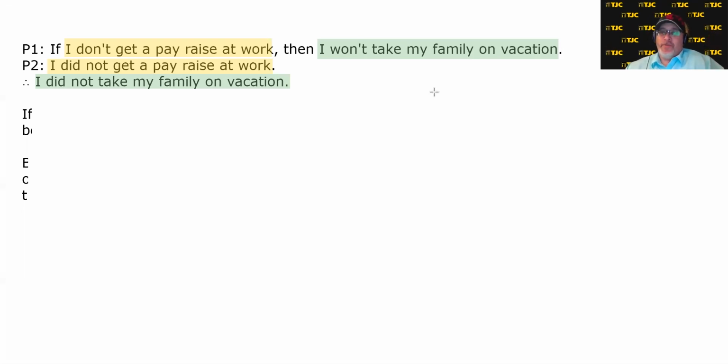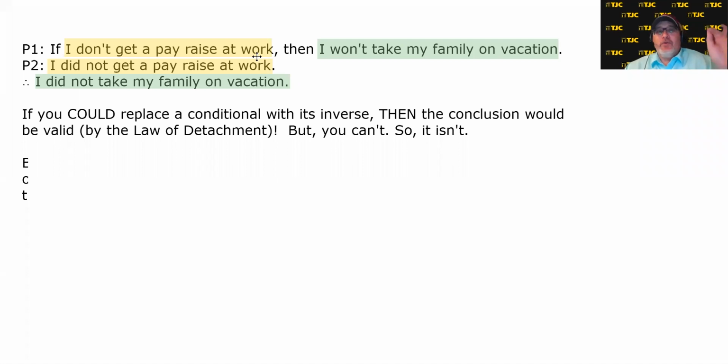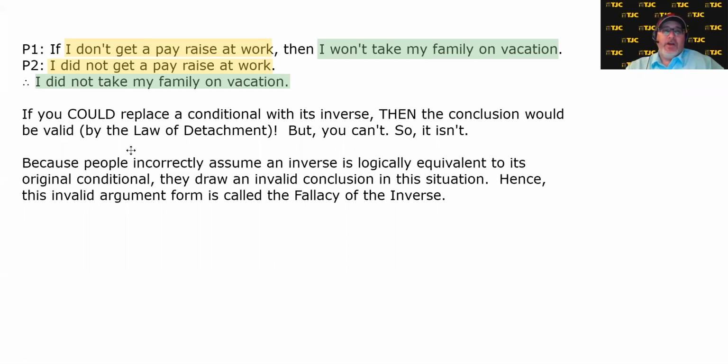Does this argument form look familiar? Yes, or at least I hope it does. If you could replace the conditional with the inverse, then the conclusion would be valid because now it's the law of detachment. Go back and review it in case you forgot. But you can't replace a conditional with its inverse, so it isn't a valid conclusion and it isn't a valid argument. Because people incorrectly assume an inverse is logically equivalent to its original conditional, they draw an invalid conclusion in this situation. Hence, this invalid argument form is called the fallacy of the inverse.